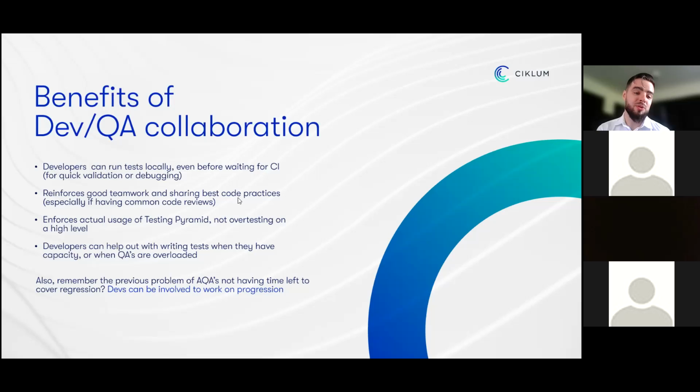And also the most important thing is that developers can help you out with writing automated tests, for example, when they have capacity or when QAs are overloaded and they don't have enough time. And the issue we discussed previously of not having enough time left for both progression and regression. So this is a solution for that problem. So once you build good teamwork with developers, developers can write those progressive tests themselves because they implement the story, they know your automation framework.